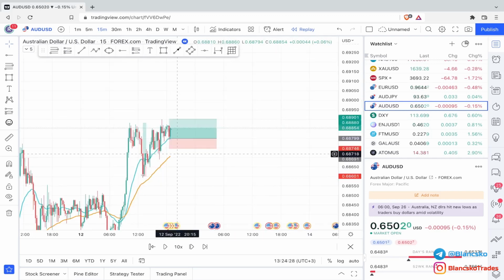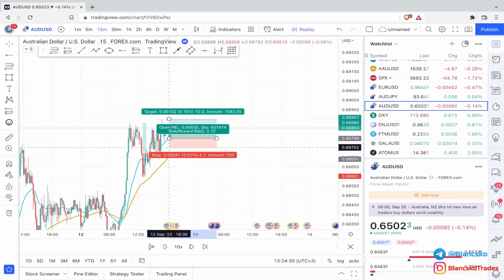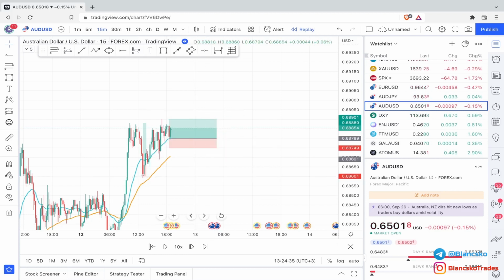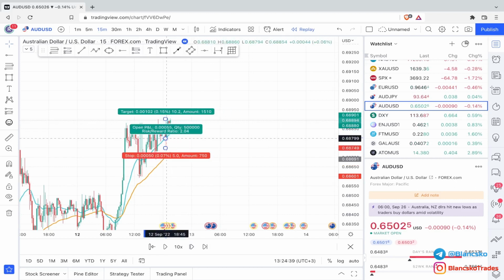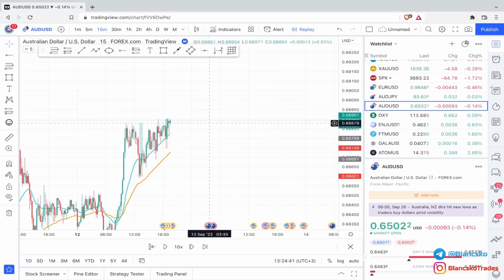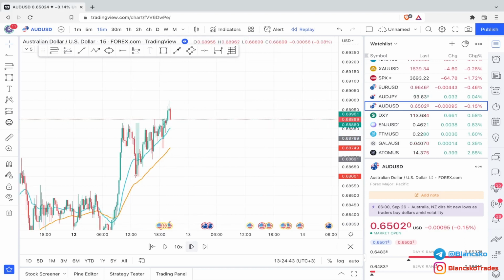Let me zoom in a bit to be more precise. Yeah, around here. So now let's play it. Yep, take profit would have been hit right there. Now we can look for another setup since the high got broken.